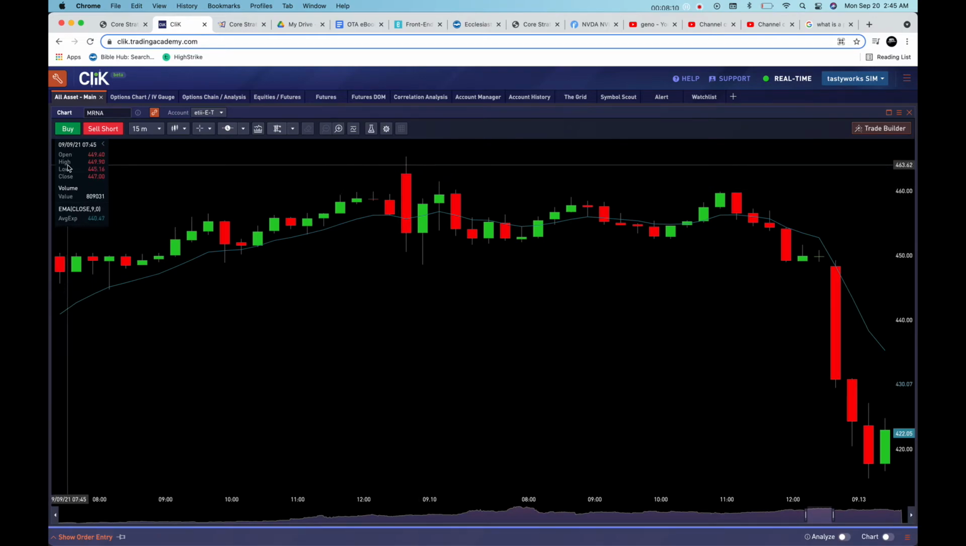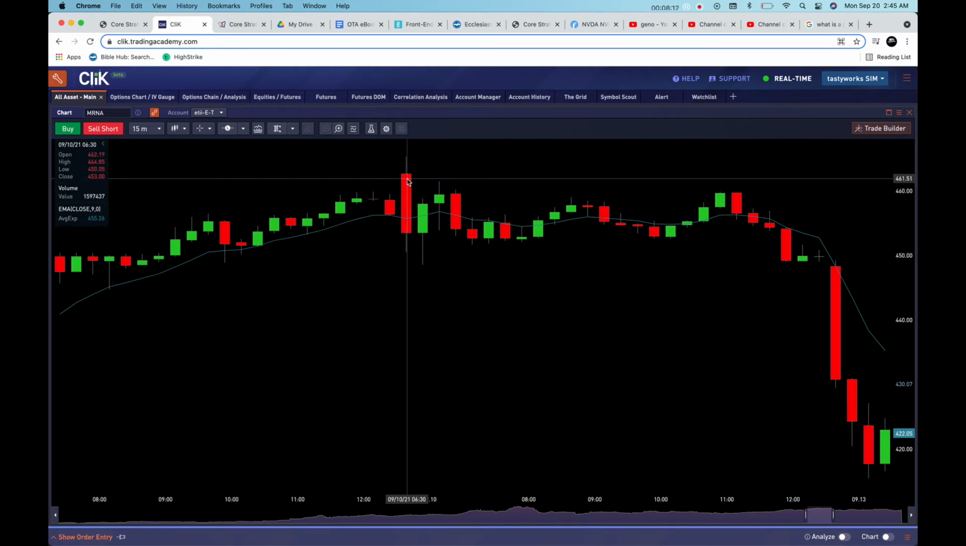Now again, going back to this box, we see that at some point this particular candle went all the way up to $464.85. That's this gray wick here. Okay, then we see that this same candle had a low of $450.05. That's this gray wick here. All right, and then we see that this candle had a close of $453 even, and that's this here.